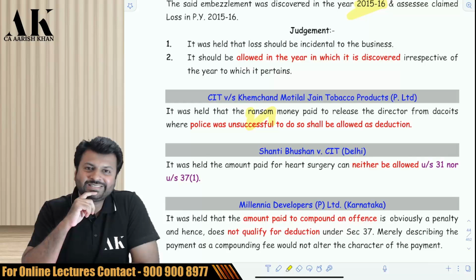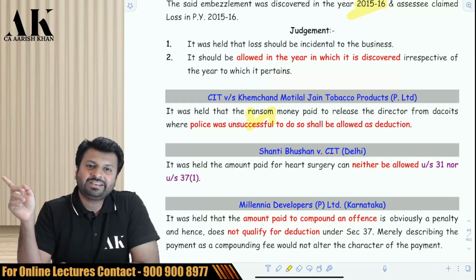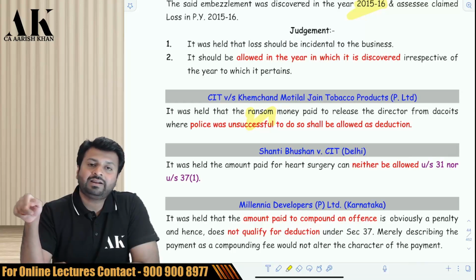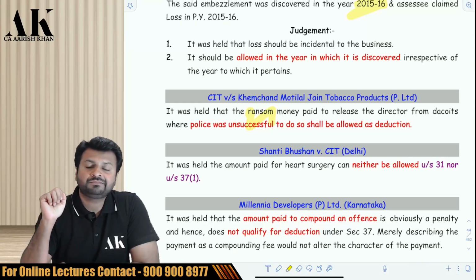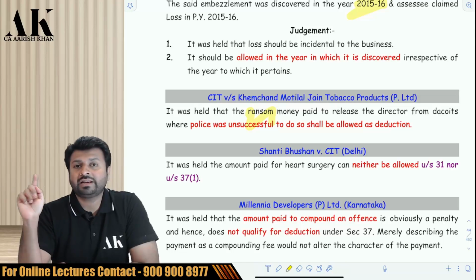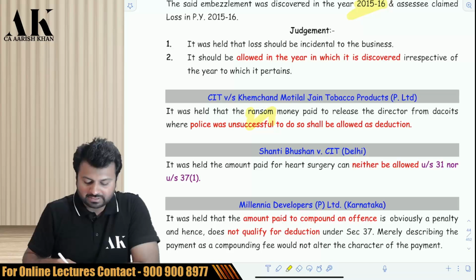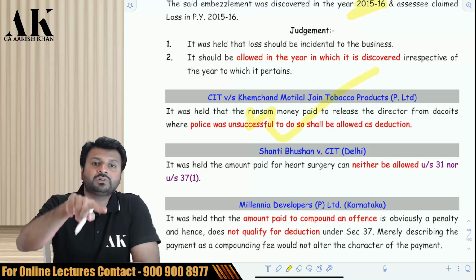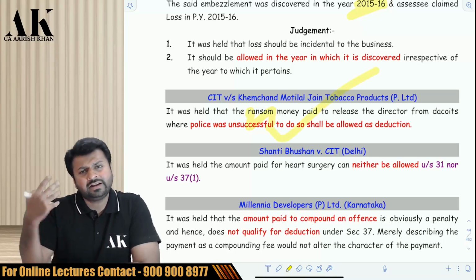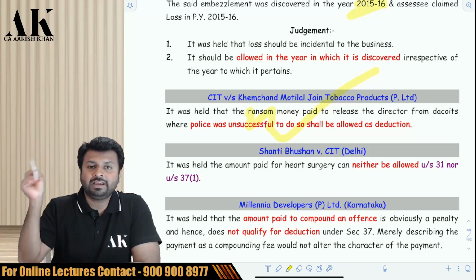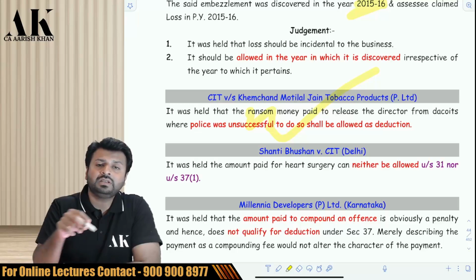It is a very funny case law whereby the whole-time directors got kidnapped. The company filed a police complaint, and the police was unsuccessful. So the company forcefully had to give the ransom to release the whole-time director. Will that ransom be allowed as deduction? As per the Madhya Pradesh High Court, yes, it is allowed, because the police was unsuccessful. What will the assessee do? Let him stay with the dacoits? That is not possible. Therefore, because the police was unsuccessful, it was allowed as deduction.